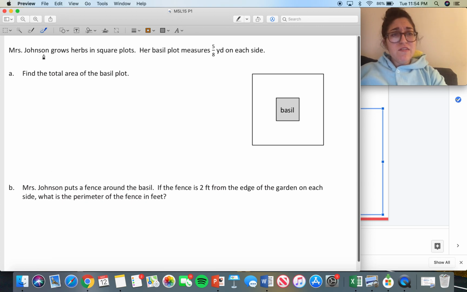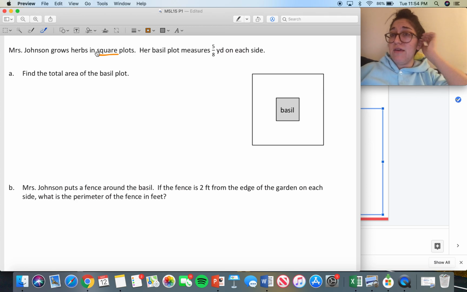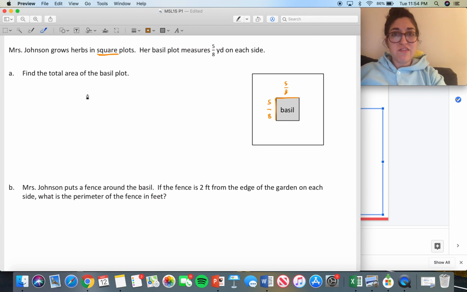So it says, Mrs. Johnson grows herbs in square plots. Square plots, meaning that if I know one side, I know all the sides, because a square means all the sides are the same. Her basil plot measures 5/8 of a yard on each side. So here's the basil plot. It's 5/8 on each side. So this would be 5/8, right? This would be 5/8. And so on, right? This would be 5/8 and this would be 5/8.